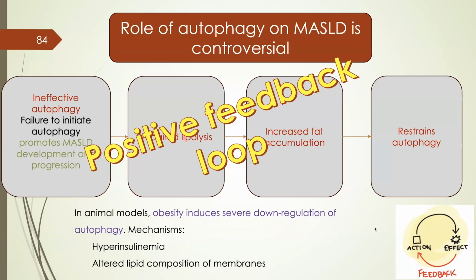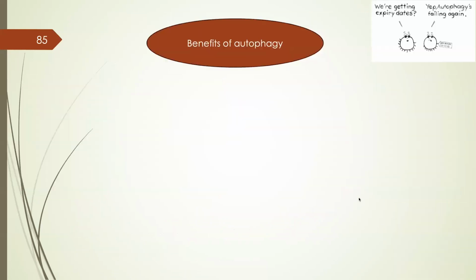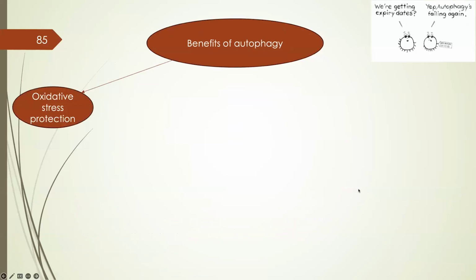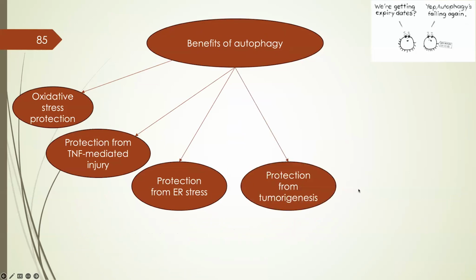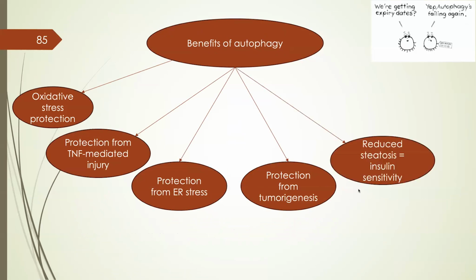In fact, it has been shown that the down-regulation of autophagy is important as a cause of the stimulation of inflammation within the liver. In the normal course of events, autophagy is a beneficial thing because it decreases the stress which is produced with the oxidation. It protects from the injury from TNF. It protects against the ER stress which is occurring because of the reactive oxygen species.